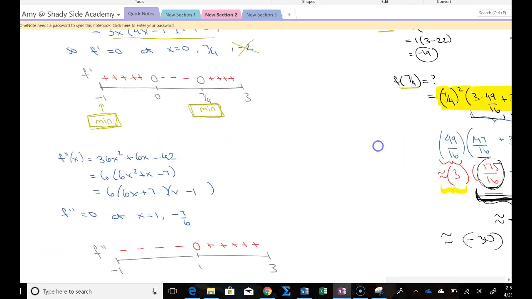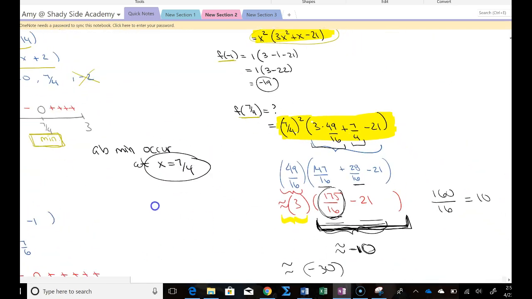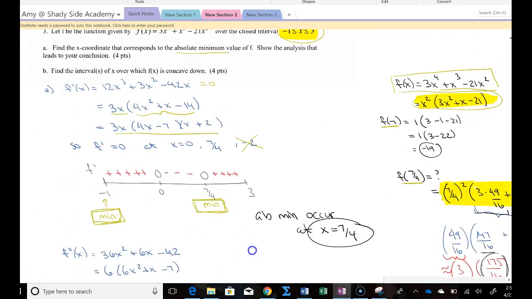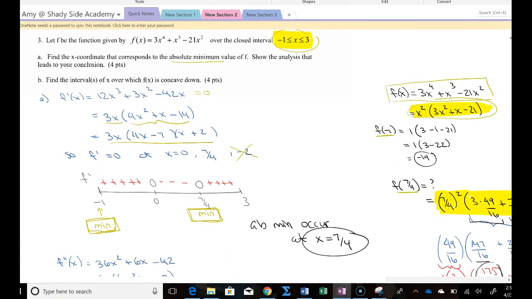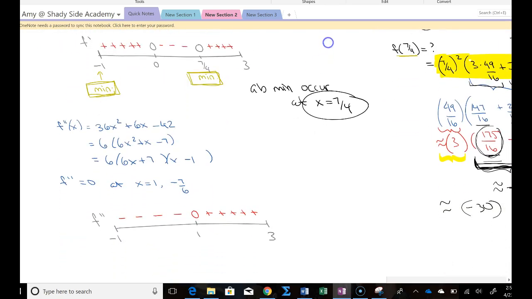So here, for part A, the absolute min must occur at x equals 7/4. Just some number sense. There should never be complete vomit, but you use a little bit of number sense here. Okay? The second question is, find the intervals of x over which f of x is concave down. All right? Here's me taking the second derivative. Here we are down here.